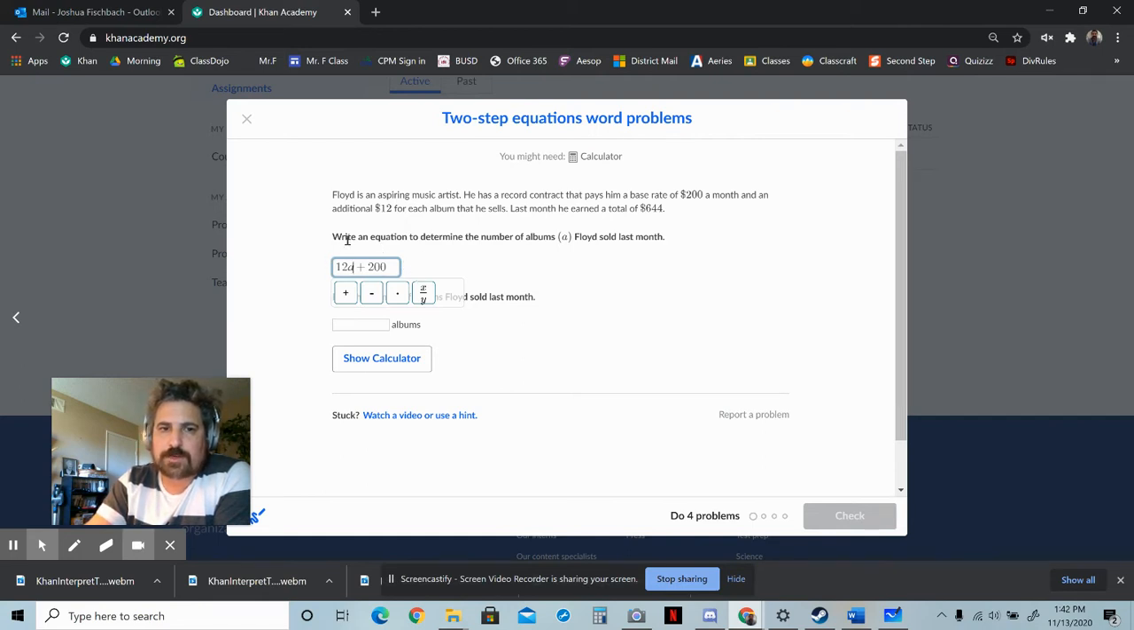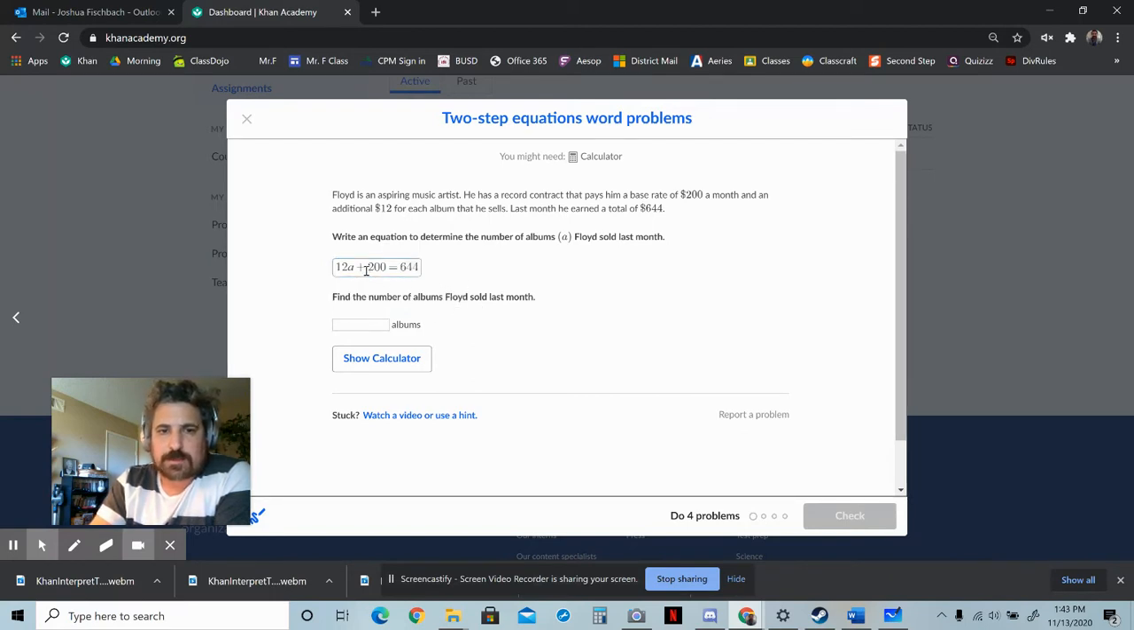But it doesn't want an expression, it wants an equation. So let's write an equation to determine the number of albums A Floyd sold last month. Well, how much did he sell total? How much money did he raise in all? Well, the 200 plus the 12A must add up to the total amount of income he had, which is 644. There's your full equation. 12A plus 200 equals 644. Find the number of albums that he sold.